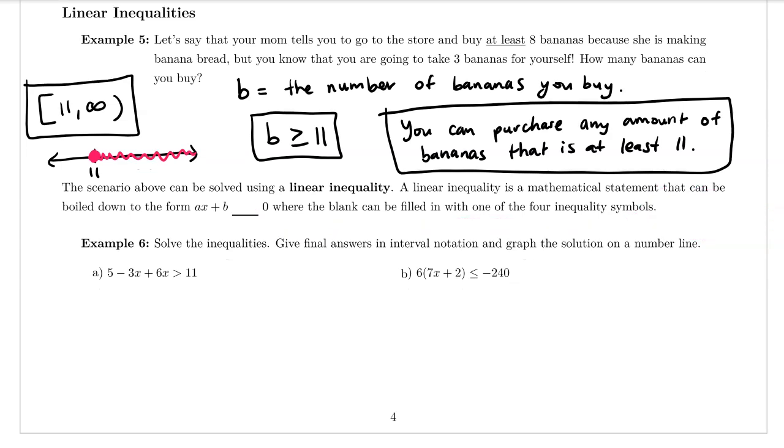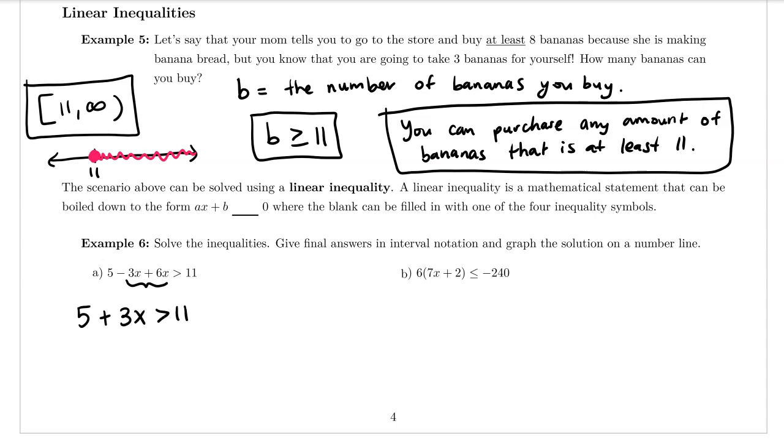Example 6 says solve the inequalities, give final answers in interval notation, and graph the solution on a number line. So part A, we have 5 minus 3x plus 6x is greater than 11. Notice that these two things here are what we call like terms, meaning that we can combine them. So I'm going to combine those, and that's going to give me 5 plus 3x is greater than 11.